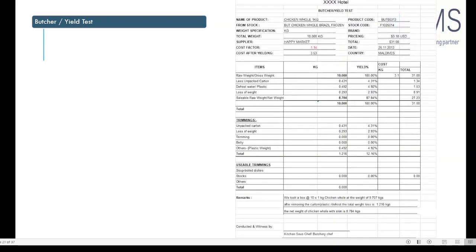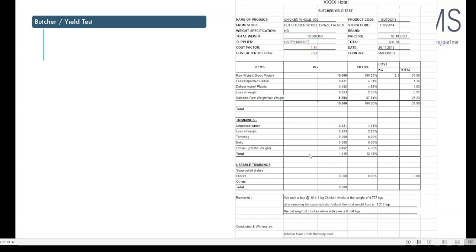So this is another example of a yield test that we did for another item. Let's say this is a whole chicken. The raw weight is 10 kilo. Out of that, we remove the package, we remove the defrost loss of weight. Then the saleable raw material net weight is only 8 kilo, meaning 87%, right? Based on the total.